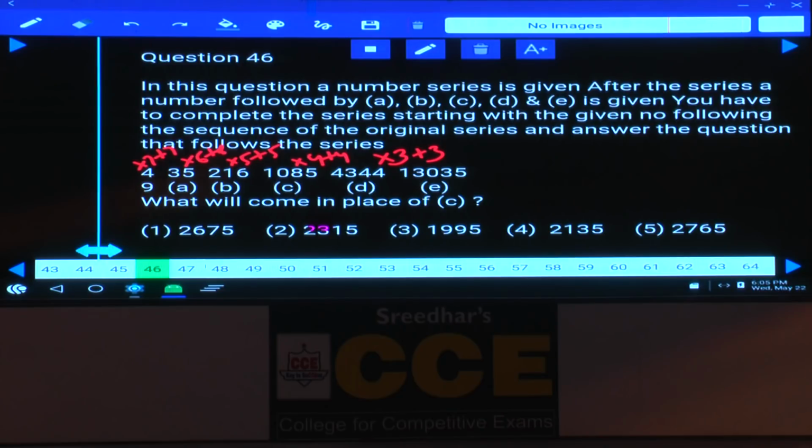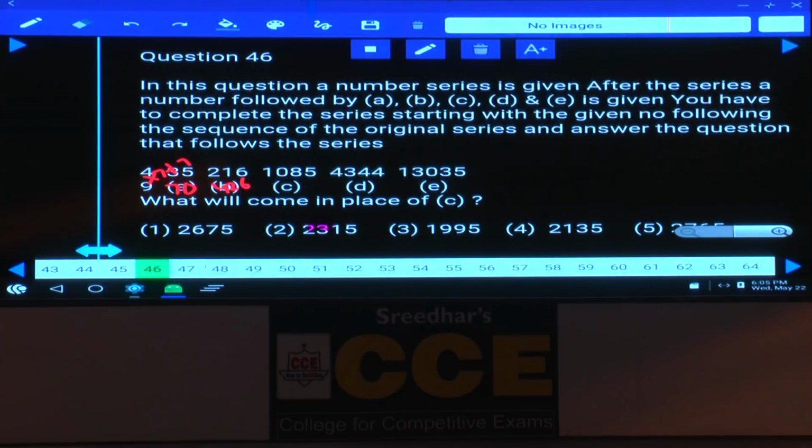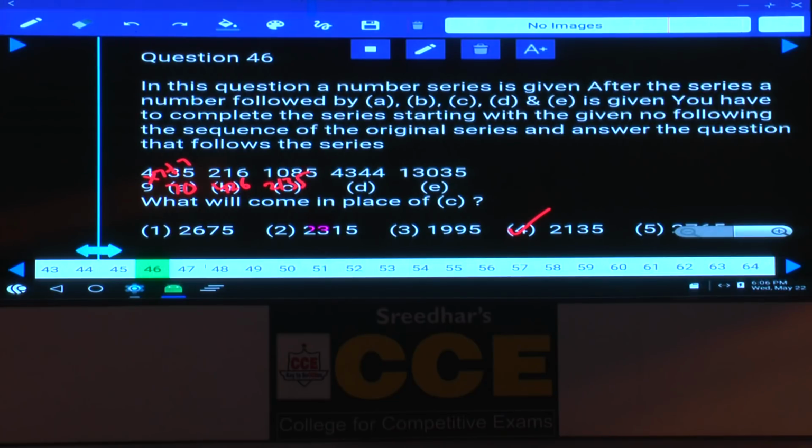Then starting with 9. Now, starting with 9, 9 into what? 9 into 7 plus 7. Now, the question is about C. 9 into 7 is how much? 63 plus 7 is 70. Isn't it? 70 is A. And 70 into 6 plus 6 is 420 plus 6, 426. Next one, 426 into 5 is how much? 2130 plus 5, 2135. 2135, that is choice 4, into 5 plus 5. Now the question is about the number that is coming in the place of C, choice 4. Into 7 plus 7, into 6 plus 6, into 5 plus 5, into 4 plus 4, into 3 plus 3.